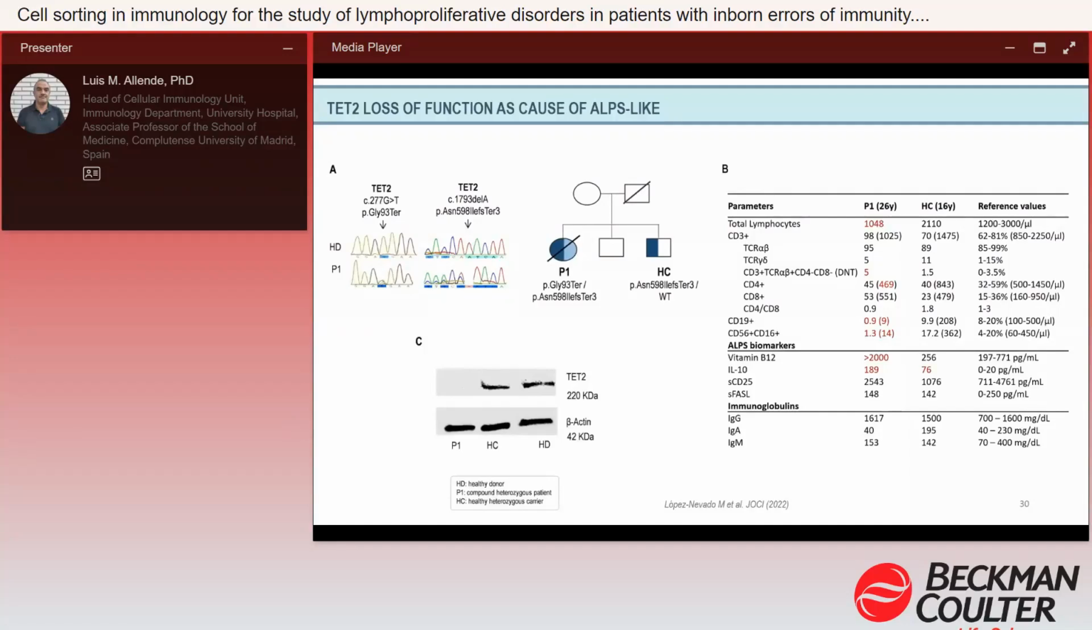Panel B shows an immunophenotype with high numbers of DNT cells and some high ALS biomarkers, such as vitamin B12 and interleukin-10, in the patient. The healthy brother of P1, HC, carried a TET2 mutation and presented some markers of immune dysregulation, such as high levels of IL-10. In panel C, in the left part of the Western blot, we show the lack of protein expression, confirming the biallelic form of TET2 deficiency in this patient.